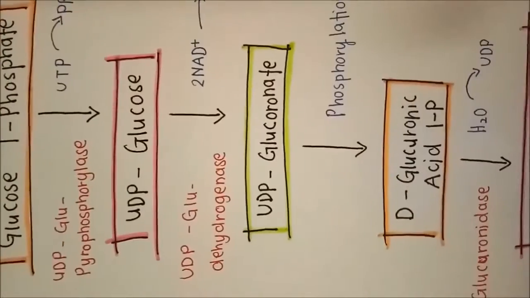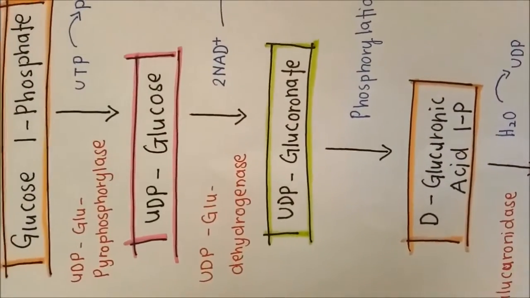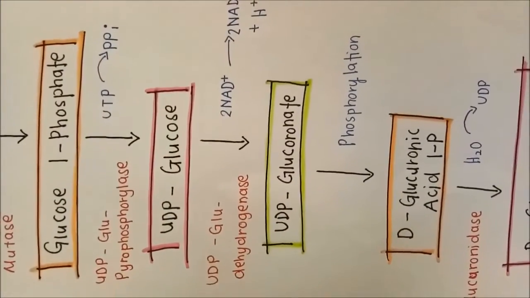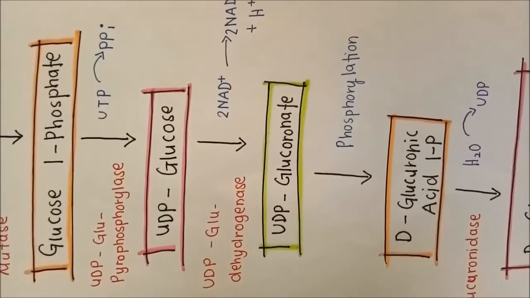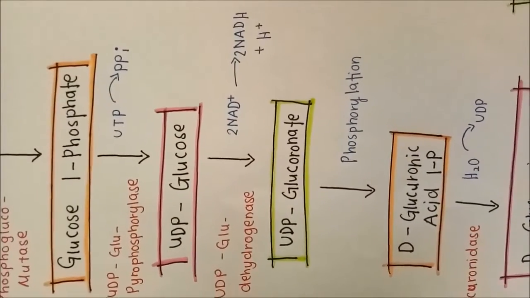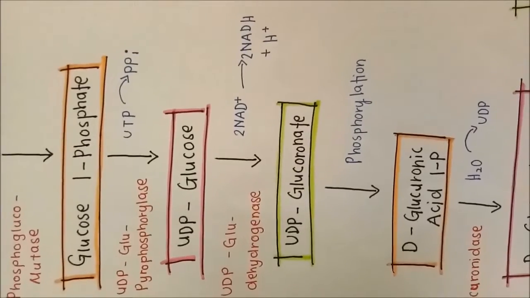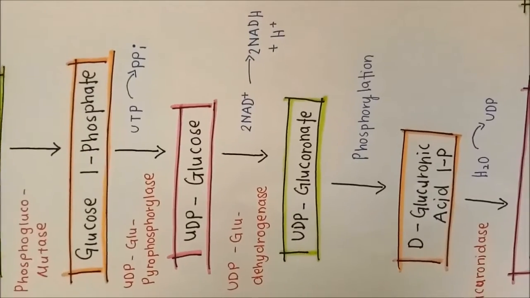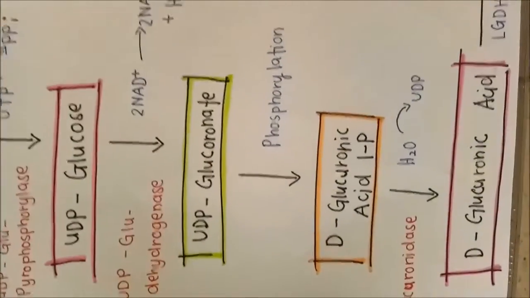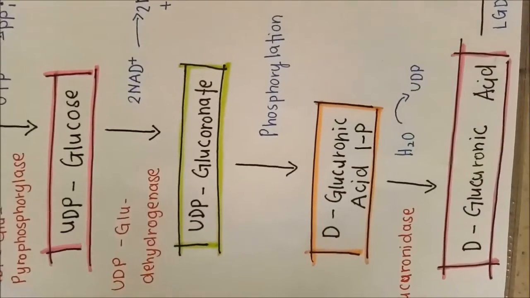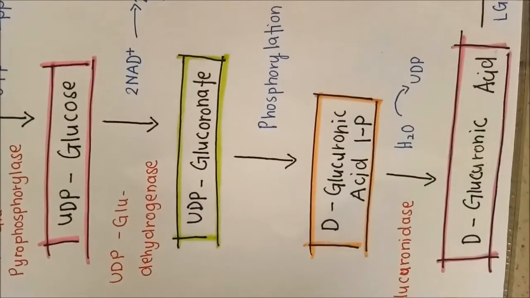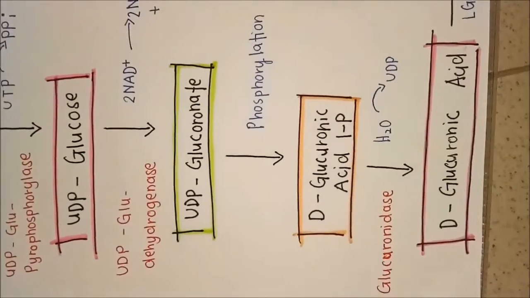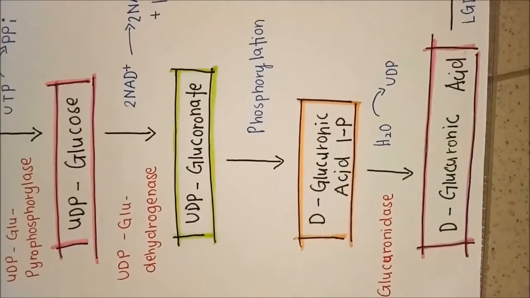Then, UDP glucose is converted to UDP glucuronate. It uses UDP-glucose dehydrogenase as the enzyme and also uses 2 NAD+, which is reduced to 2 NADH plus H+. UDP glucuronate is converted to D-glucuronic acid 1-phosphate. The process is called phosphorylation.